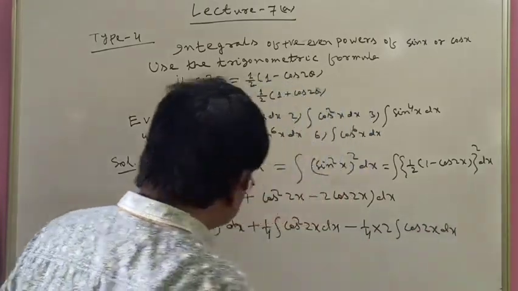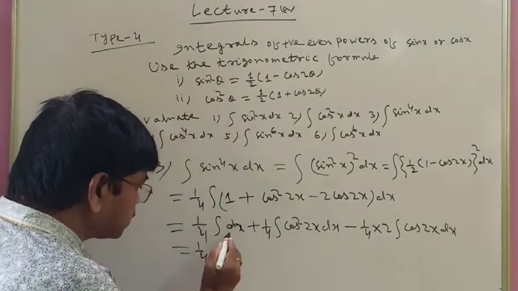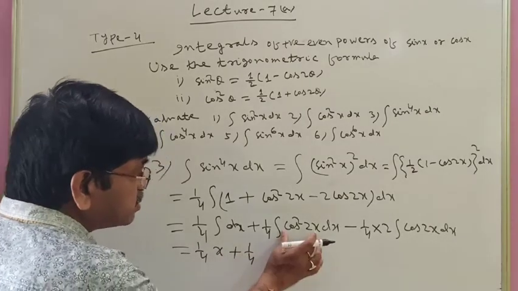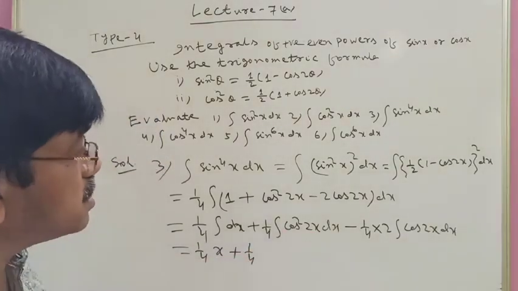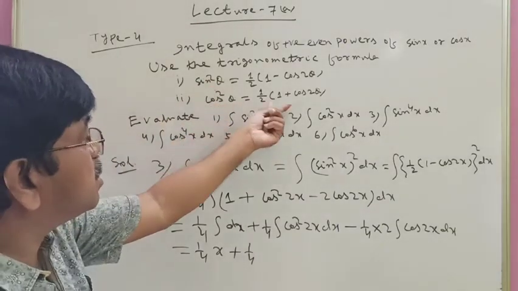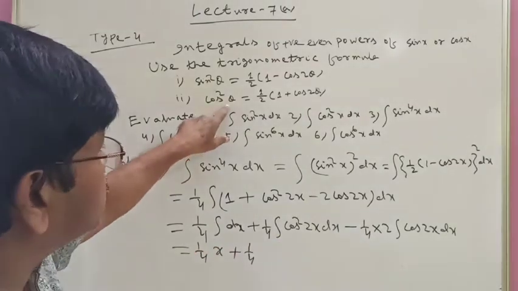Let us simplify this. This becomes 1 by 4 into integration dx, which is x. Now again the power of cos is even, so you can use this formula, cos square theta is half into 1 plus cos 2 theta, but here it is cos square 2x, that is your theta is 2x.